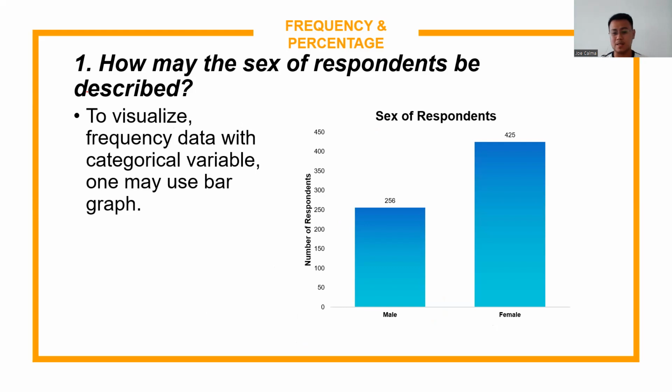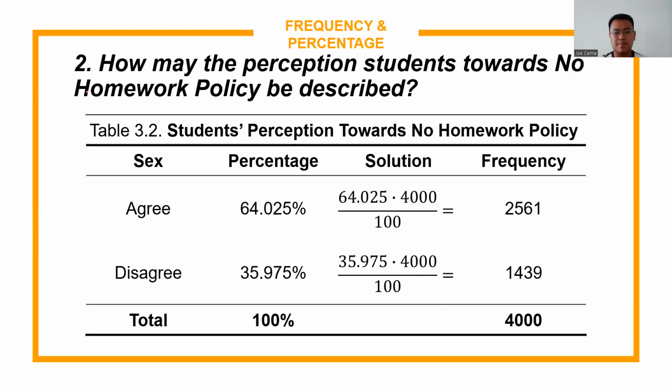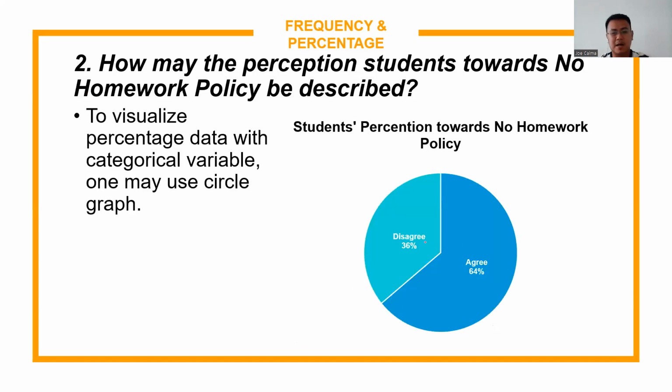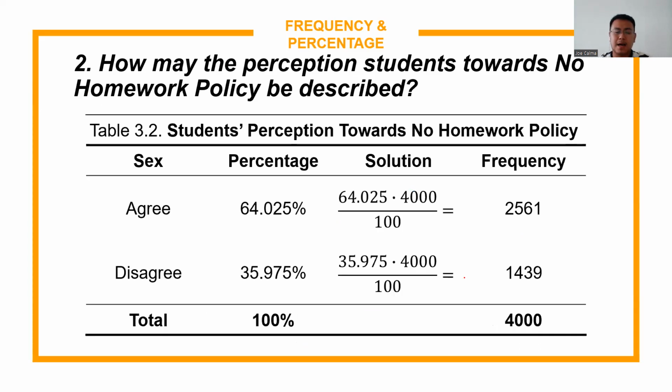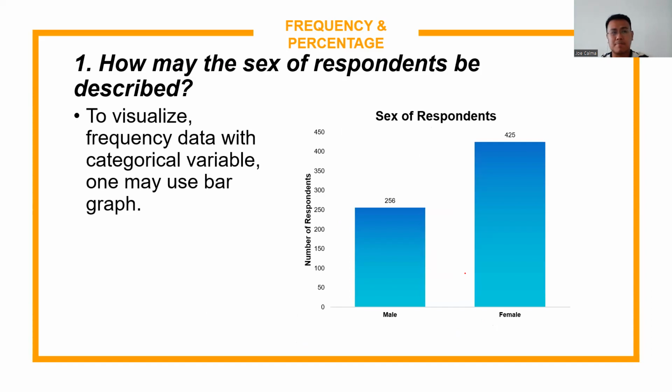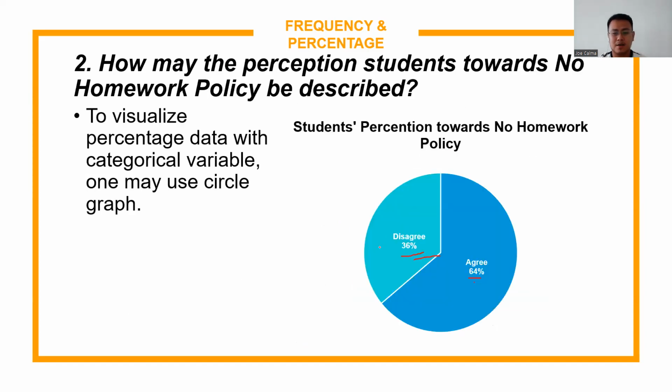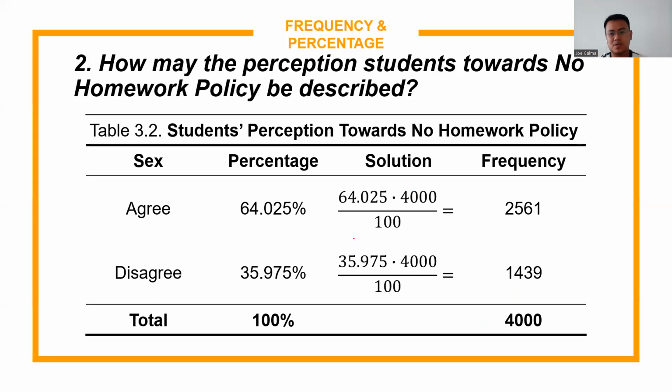Diba? So for example, ito siya. Another example, what if naman percentage? So we will use pie graph. Diba? Kapag percentage, pie graph siya. Sometimes, kahit mapa-bar or mapa-pie graph yan, meron siyang frequency, meron siyang percentage. Dito, frequency tapos yung percentage. Dito din, yung frequency tapos ito, yung percentage. Minsan. Okay?